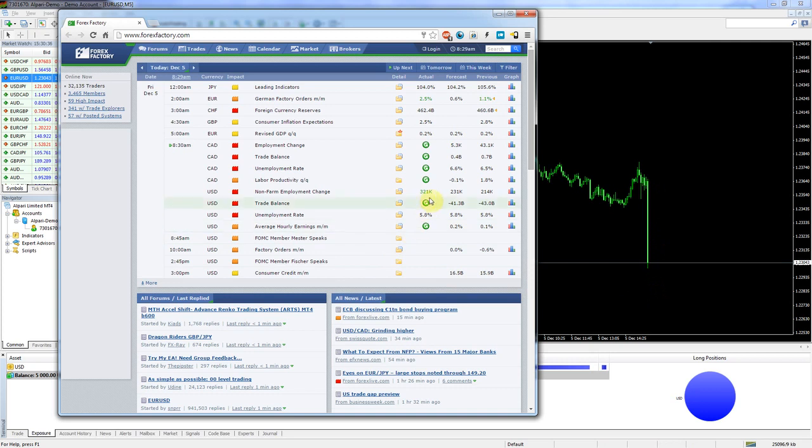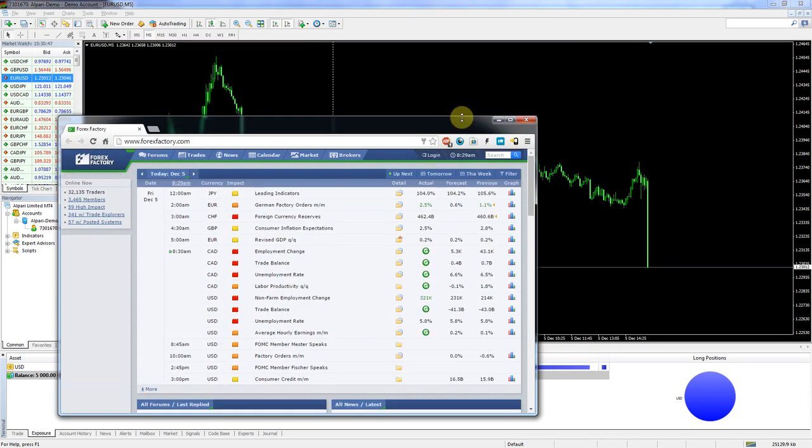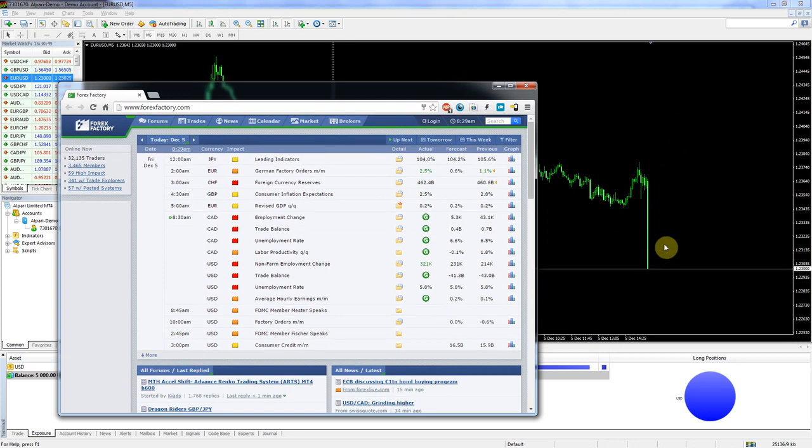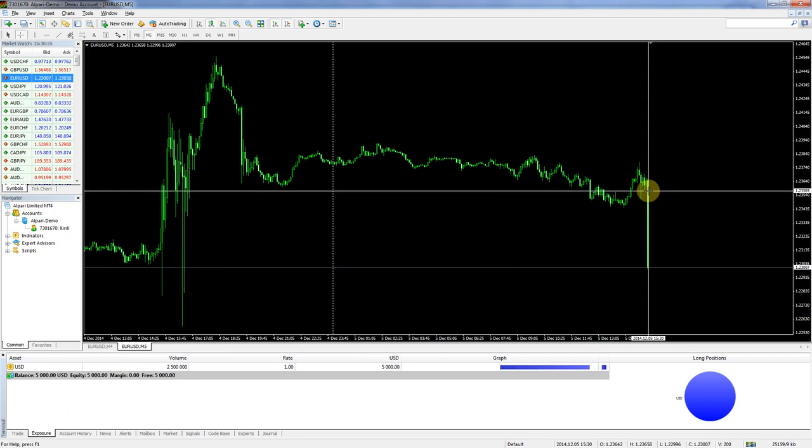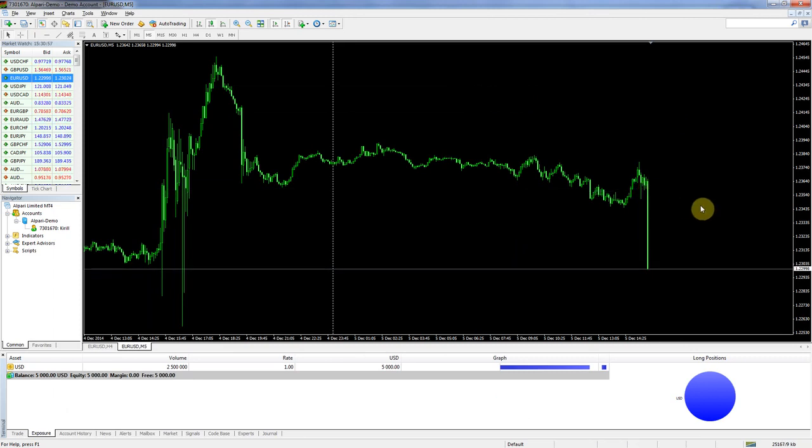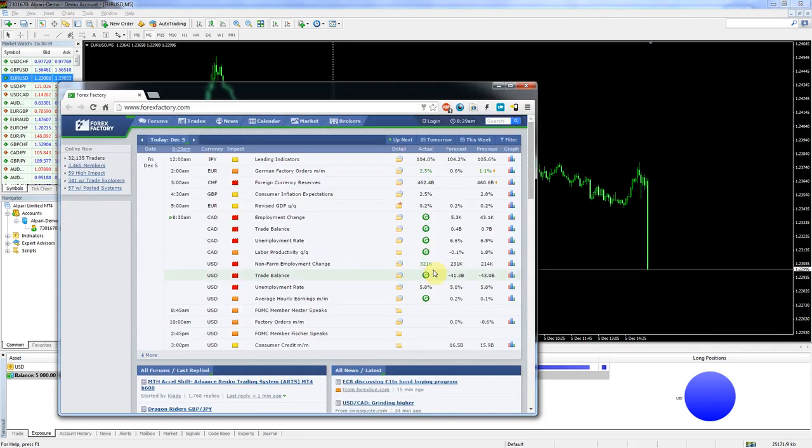What does that mean? The non-farm was positive for the US dollar. The unemployment rate didn't really change. So that means good news for the dollar, and bad news for the euro. This is the euro dollar M5 chart, and we've got a massive bar going down right now. It is exactly 8:30 New York time. The news has just come out, and we can see an incredible dip in prices.